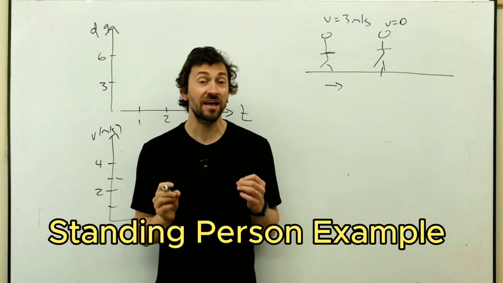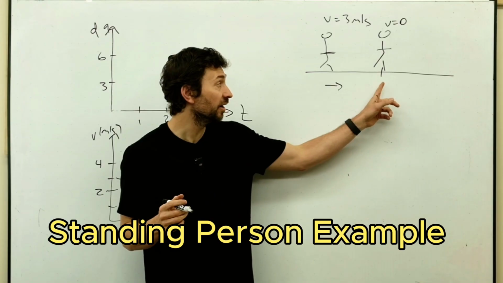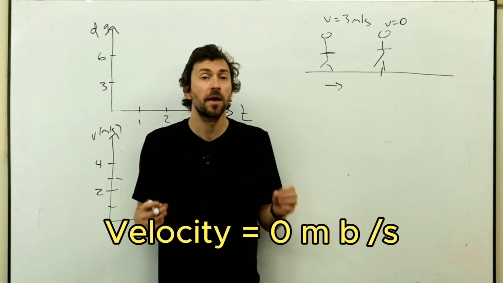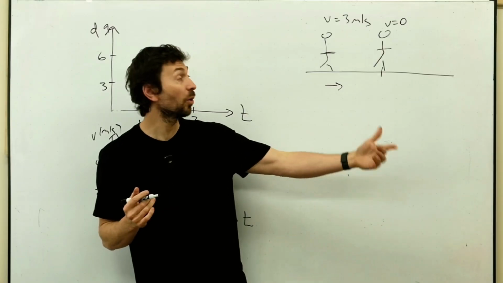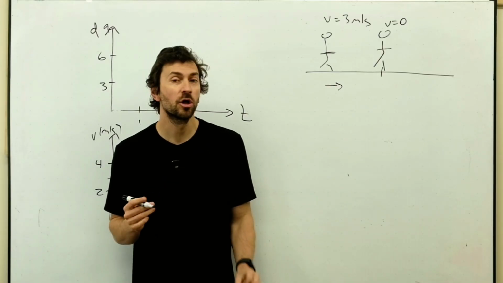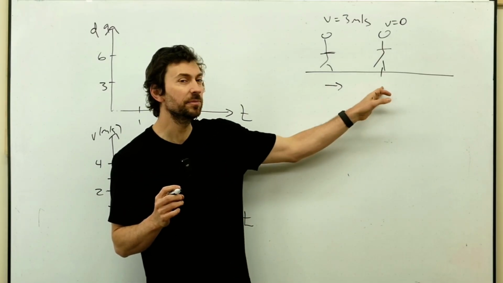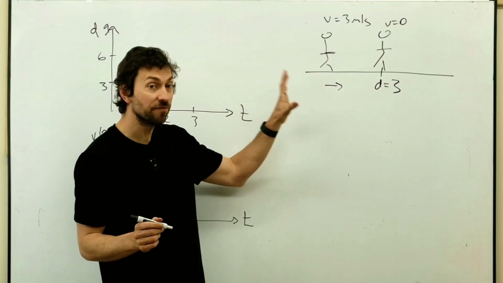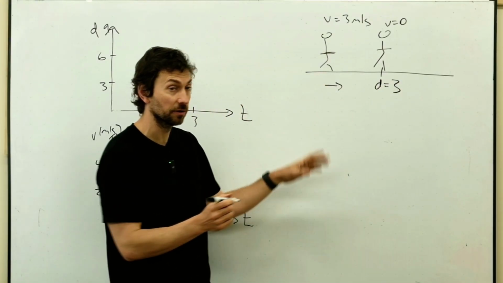Let's imagine there's another person standing there, and their velocity is 0. They're just standing, but they're standing 3 meters away from the starting point here. So we call this displacement equals 3. This point there is defined as displacement equals 0.